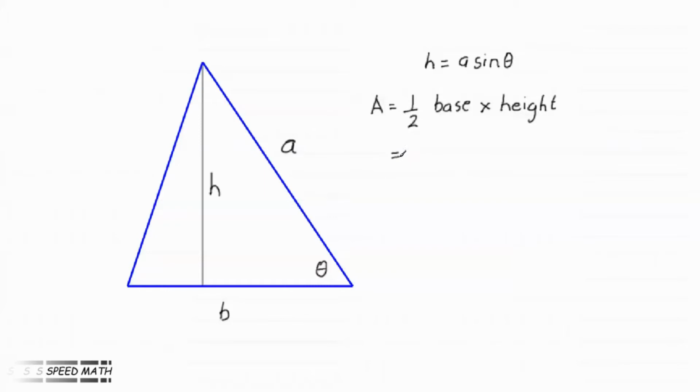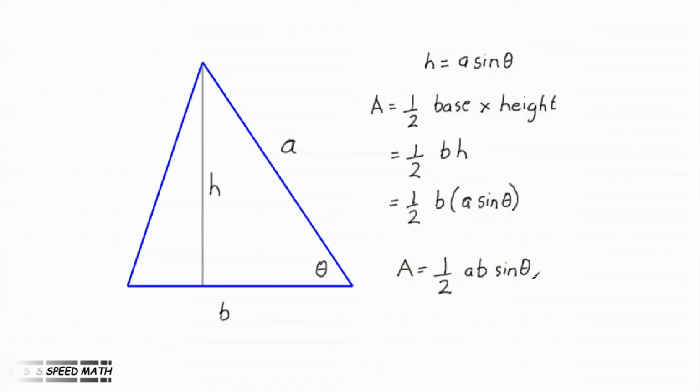A equals half BH, which equals half B times A sine theta in brackets. If we remove the brackets, we get a more memorable equation. We get A equals half AB sine theta. In other words, the area is half the product of the two sides multiplied by the sine of the included angle.